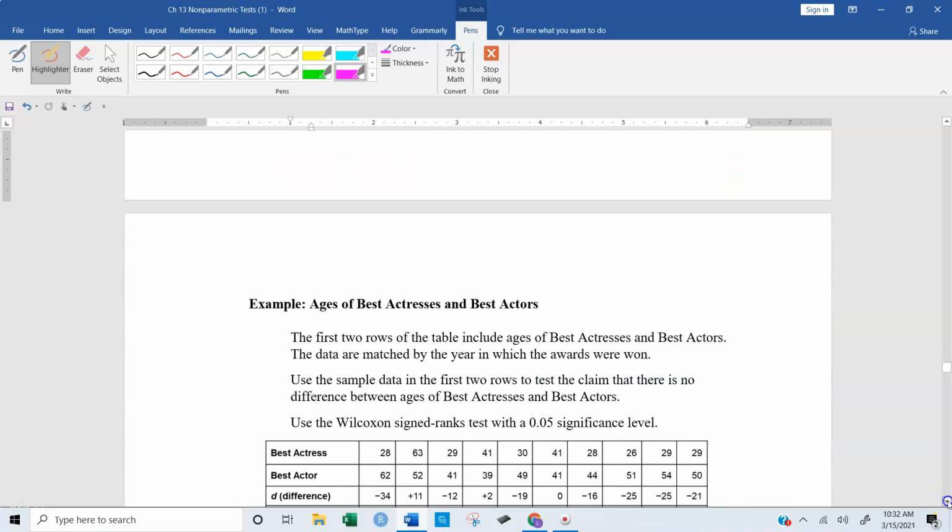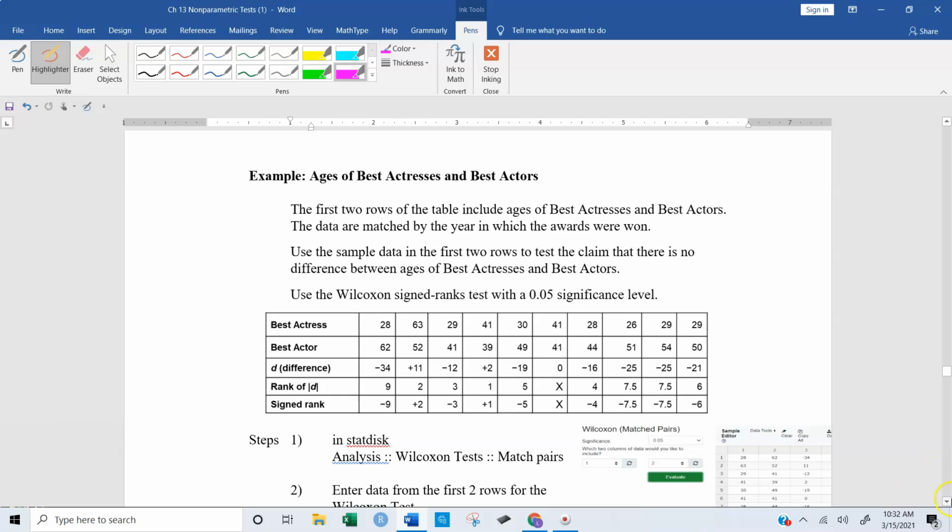All right, when we go through, we're going to look at the ages of actresses and actors. So now we go here. I've got my actresses and my actors here. The first thing we're going to calculate is our D, or our differences. So we subtract these to figure out what our differences are. Now, the rank of D is literally you take the absolute value from smallest to highest. Like 2 is the smallest, so that's 1, then 11, and then 12, and then 16, and you just keep going until you have them all ranked.